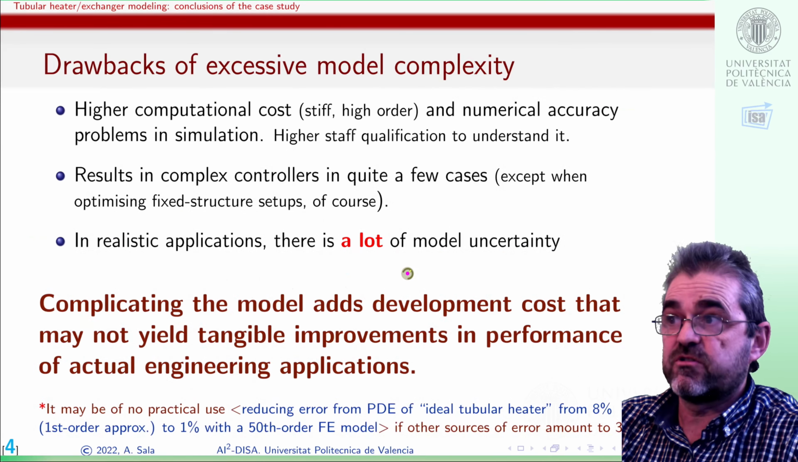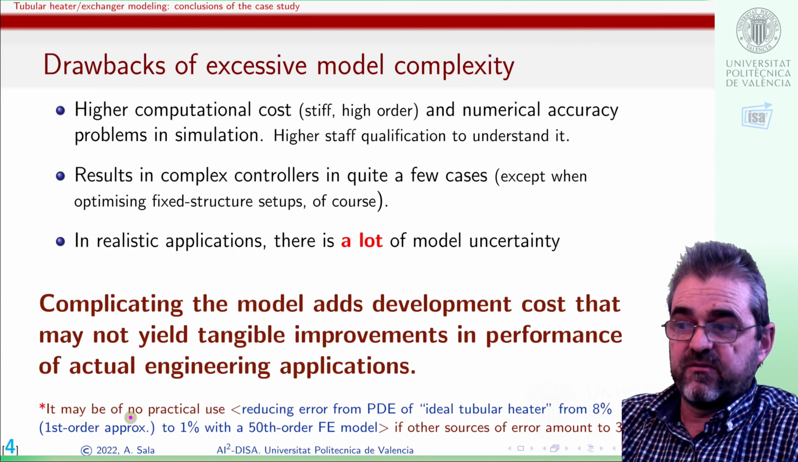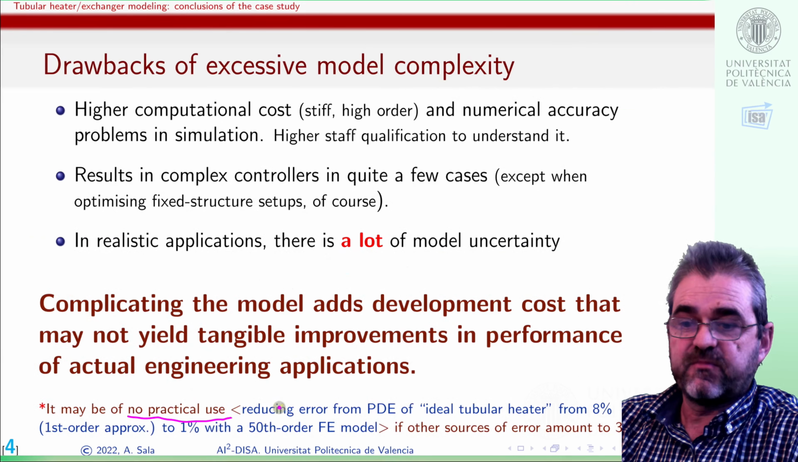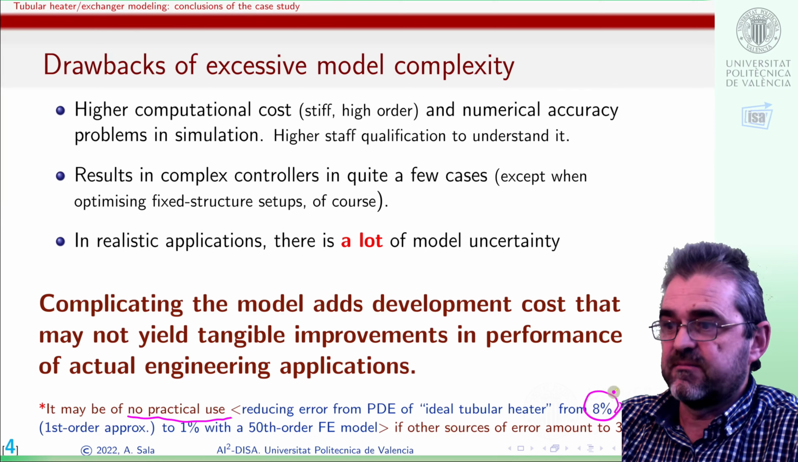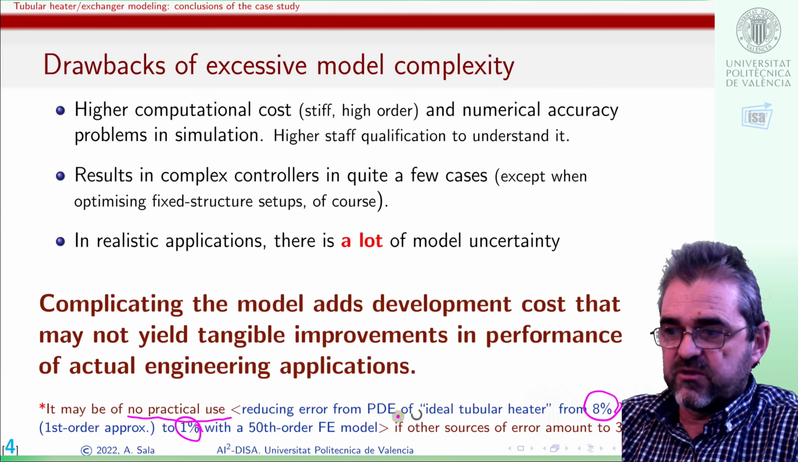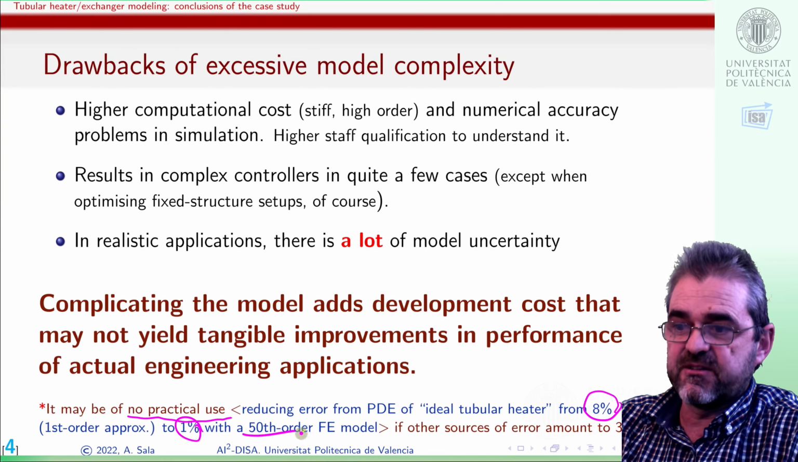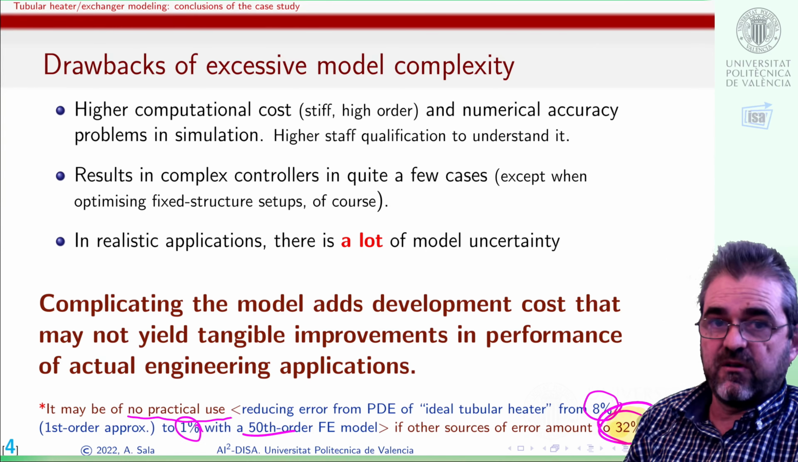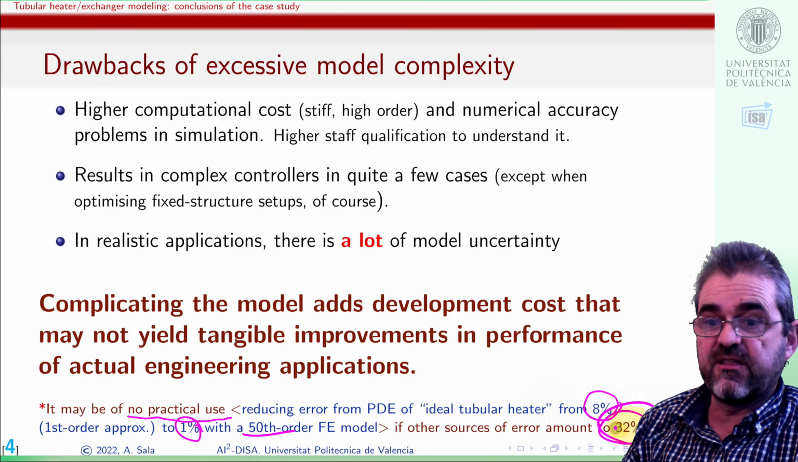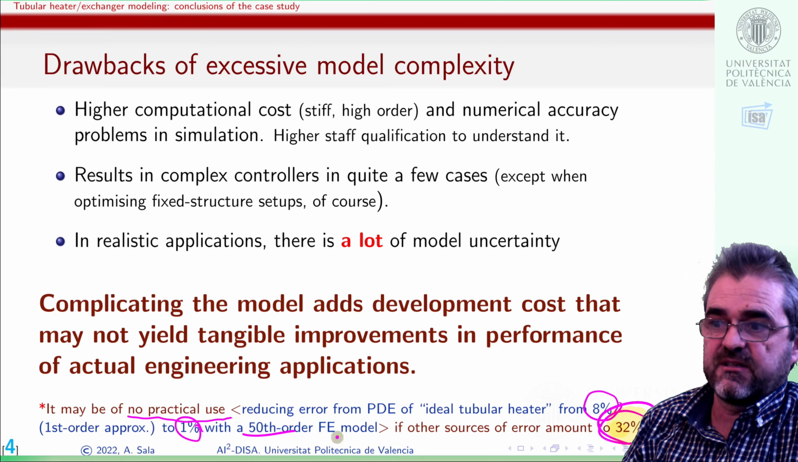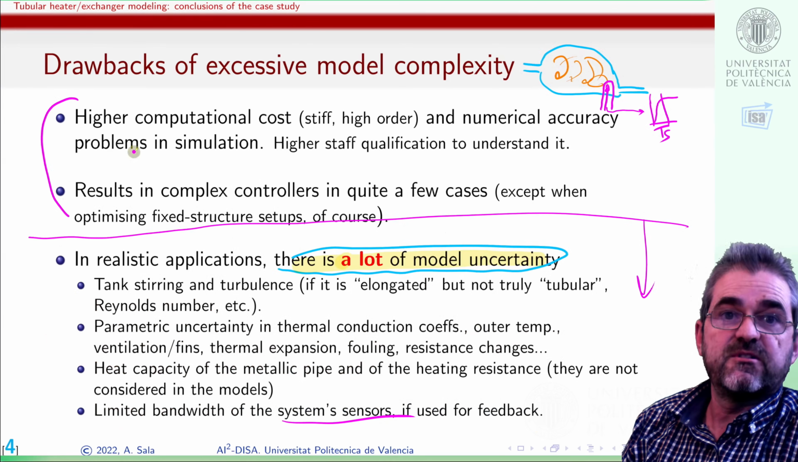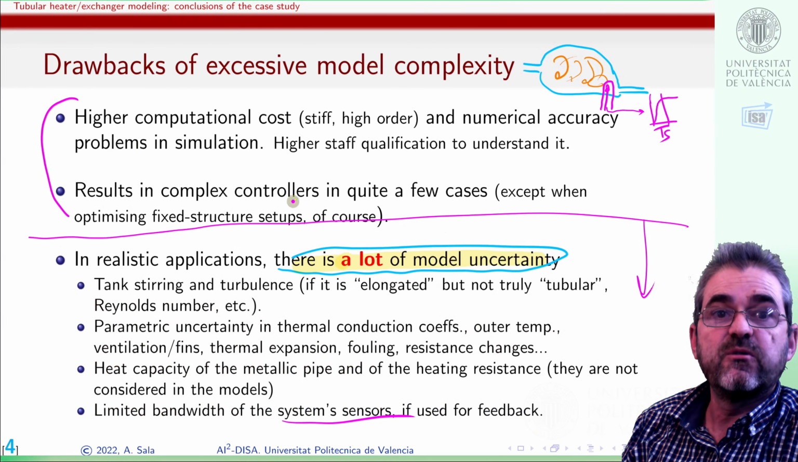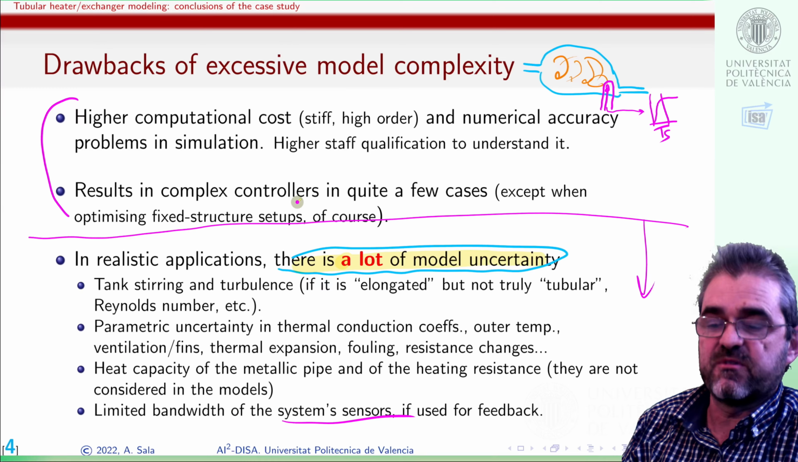Well, the conclusion of this is that it may be of no practical use if compared to the partial differential equation. A first order simple model had an 8% error, let's say, but we could reduce it to 1% error if I increase the order. But okay, if other sources of error amount to, let's say, 32% of error, then it's kind of useless to enter into these problems just to reduce the error from 40% to 35%.